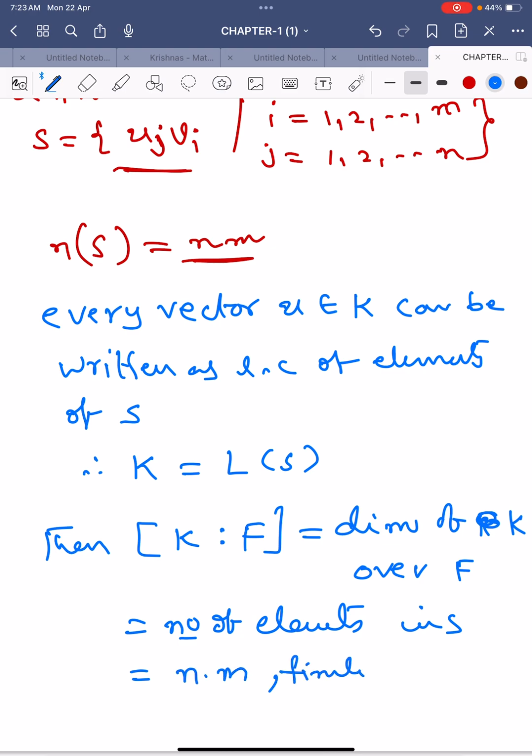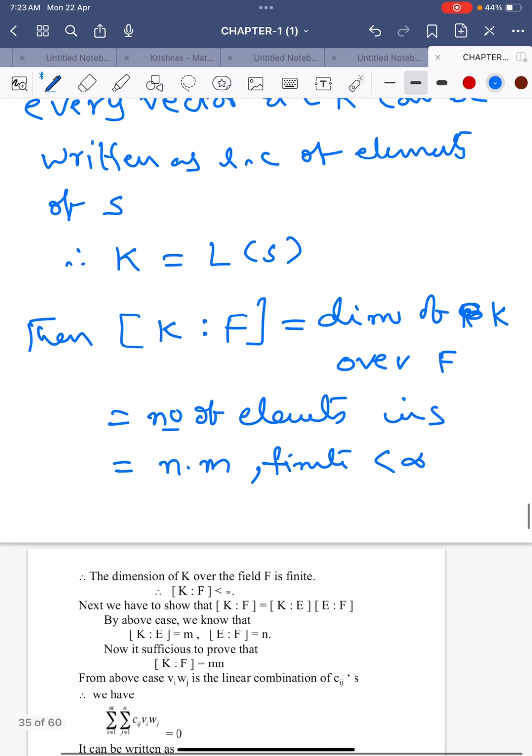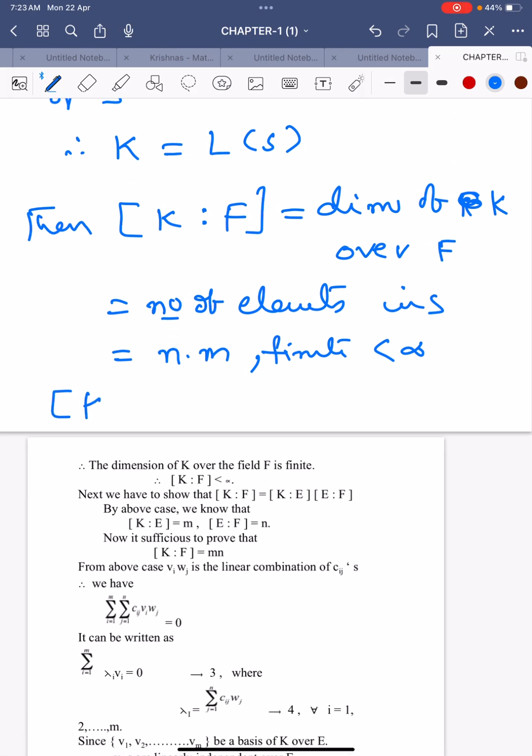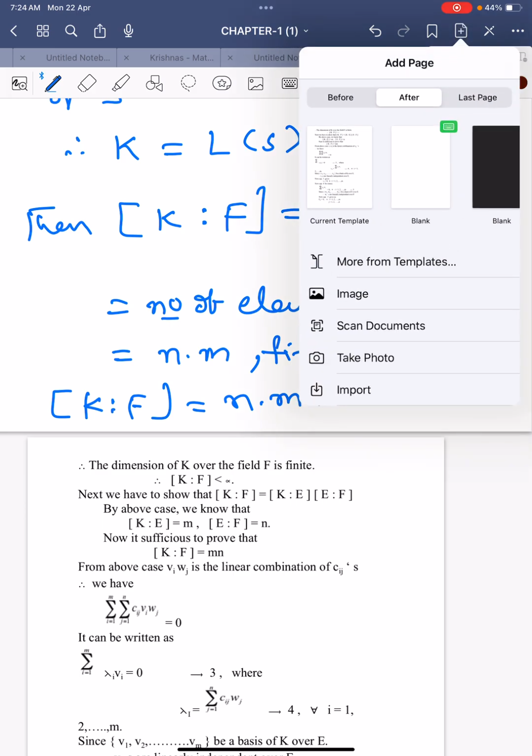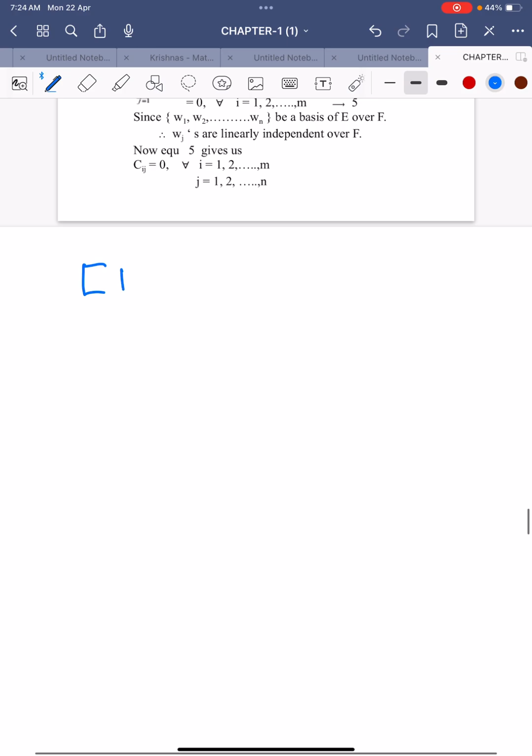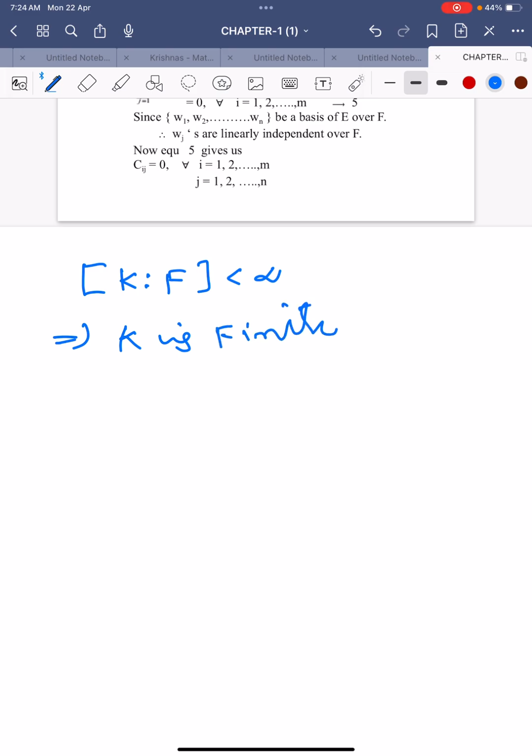Which is finite. It means which is less than infinity. So the dimension of K over F is equal to n into m, or m into n, which is less than infinity. It means the dimension of K over F is less than infinity, which means capital K is a finite extension of capital F.